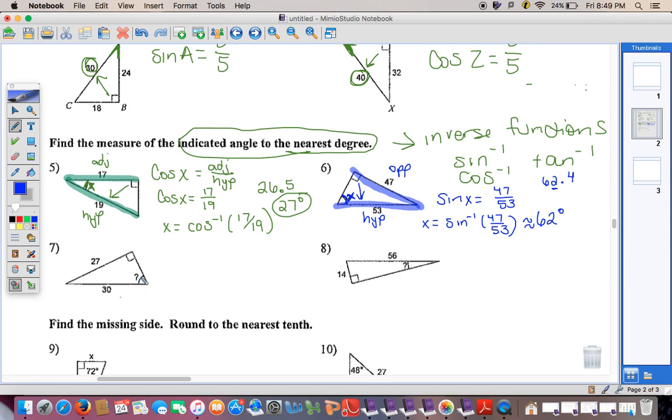Okay, question number 7, this is our unknown, so we're going to call this x, and the sides that we're given are this side and this side. This 30 is our hypotenuse because it's across from our 90-degree angle. This other highlighted side is not touching our angle, so this is our opposite side. With an opposite and a hypotenuse, we're going to be using the sine function again. So we have sine of x is equal to the opposite side over the hypotenuse.